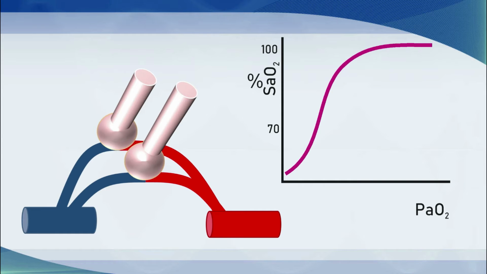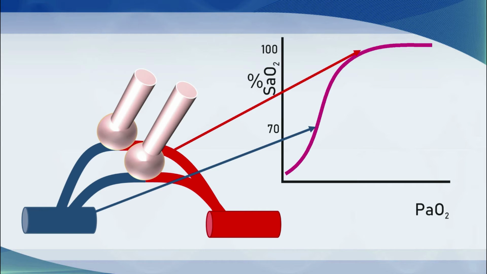Now on this cartoon here we have two lung units. Both of them are very well perfused and very well ventilated, and we have our oxyhemoglobin dissociation curve. And you can see here that on the arterial side we have blood that reaches up to nearly 100% saturated, and here on the venous side we have blood that's 70% saturated.